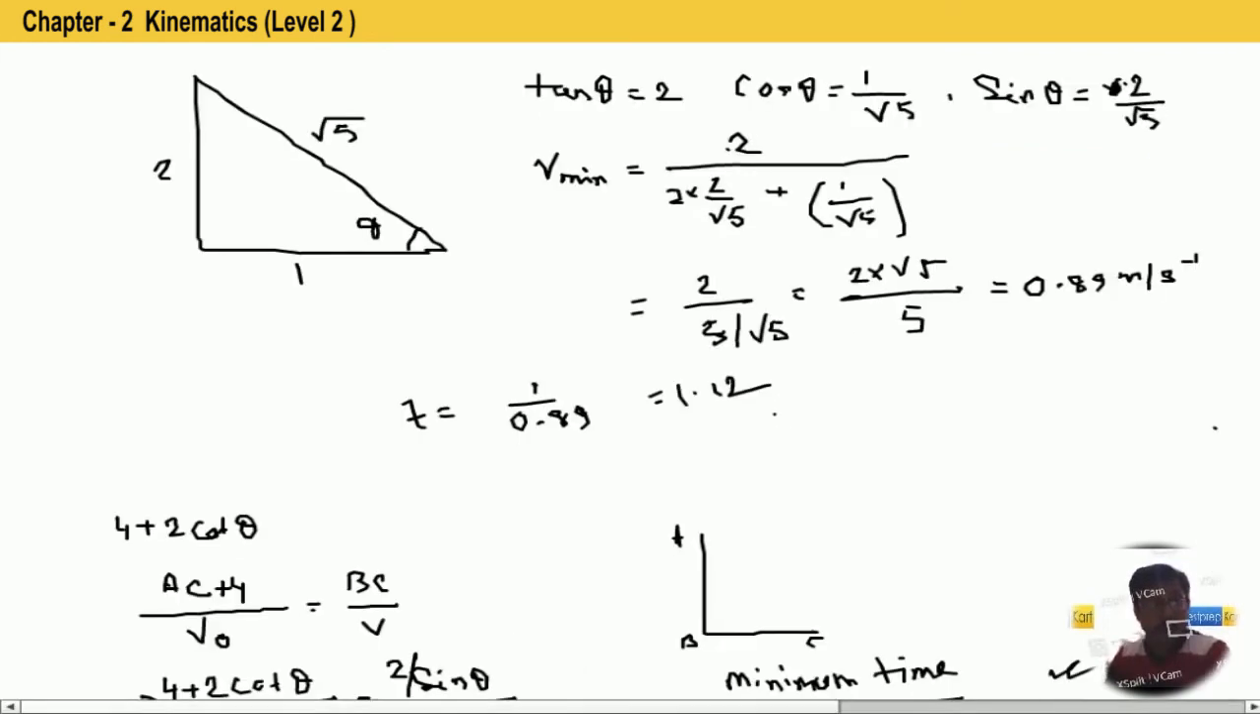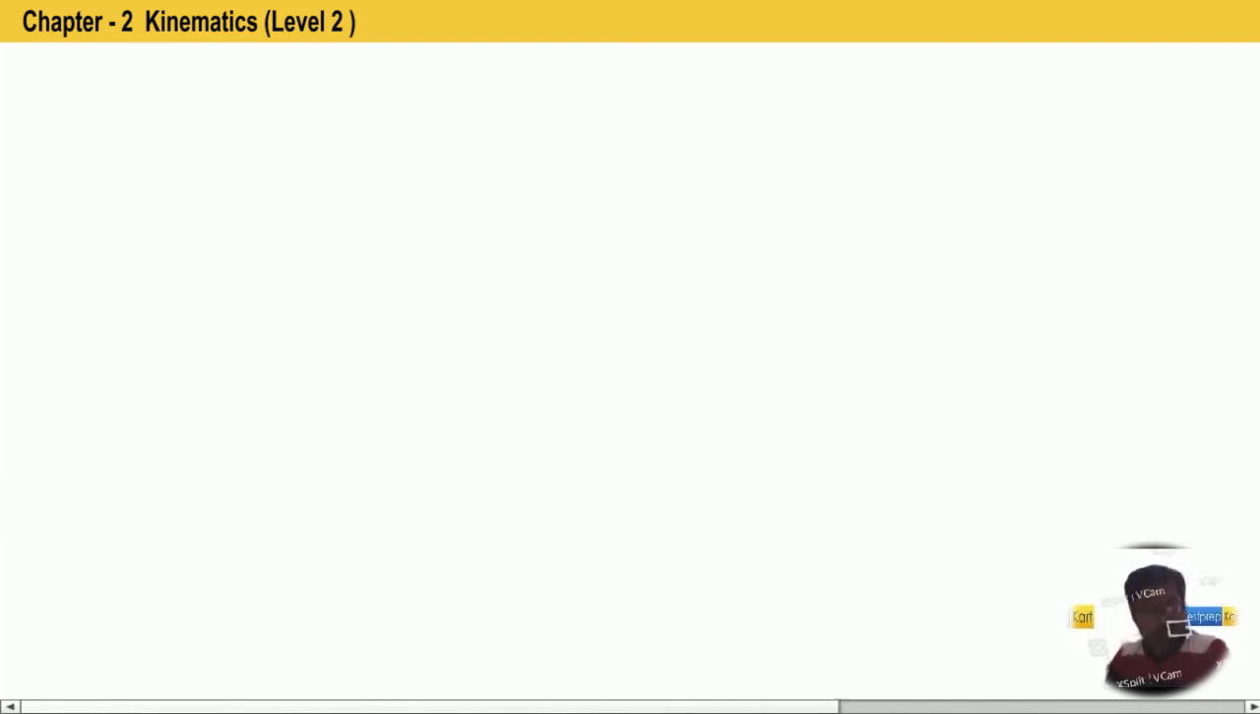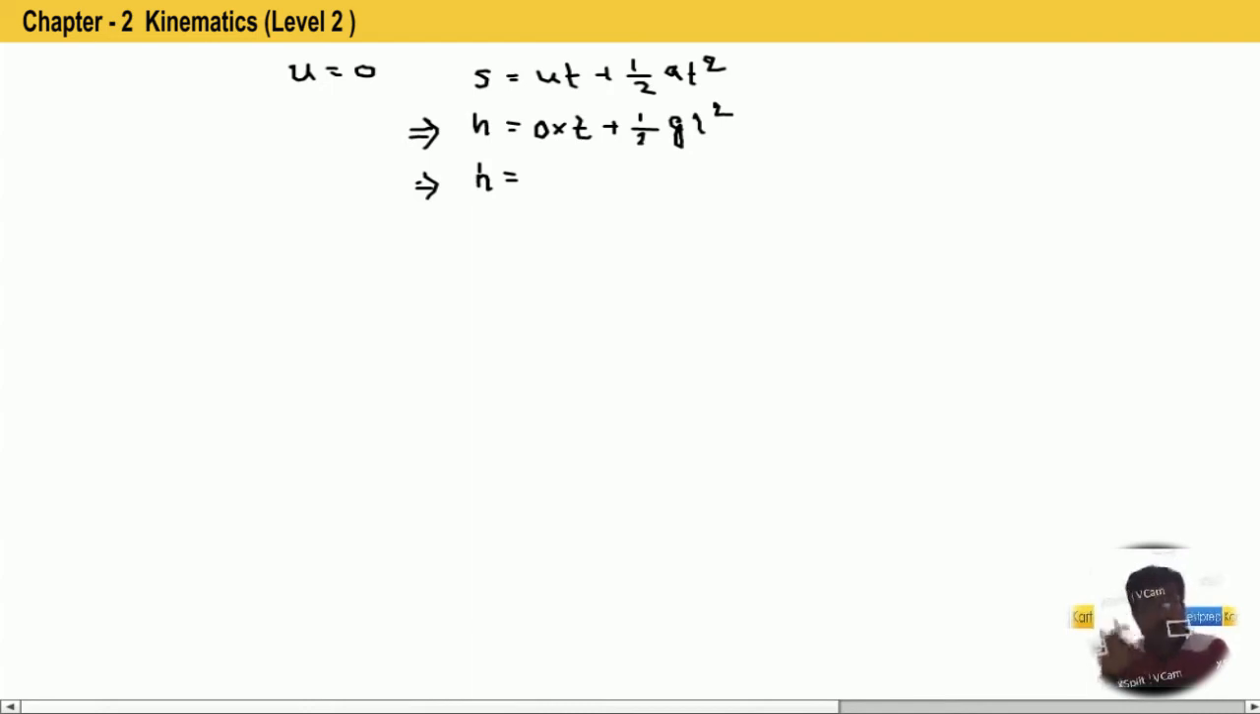So in this scenario, we need to follow something. At the beginning of the journey, it is 0. According to Newton's law of motion, s is equal to ut plus half at square. So we need to write h equals 0 into t plus half g t square. Right? In this recording class, you will get all these things in a detailed way, but in some other class you don't get it.